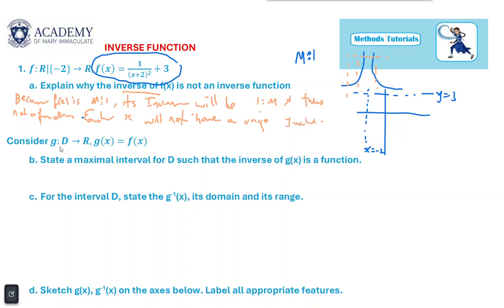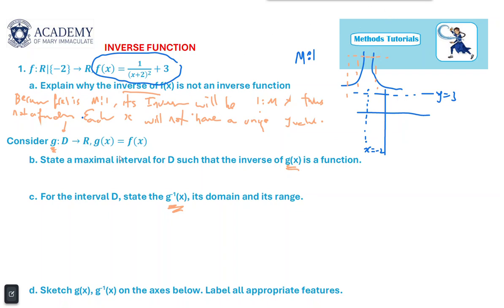Okay. Now consider function g, where there's the domain D, but I don't know what it is, maps to real numbers, where the rule of g of x is the same as the rule of f of x. Notice the way the question is now changing. We're now going to talk about g, and the inverse of g, but g is the same as f of x, but for a restricted domain.